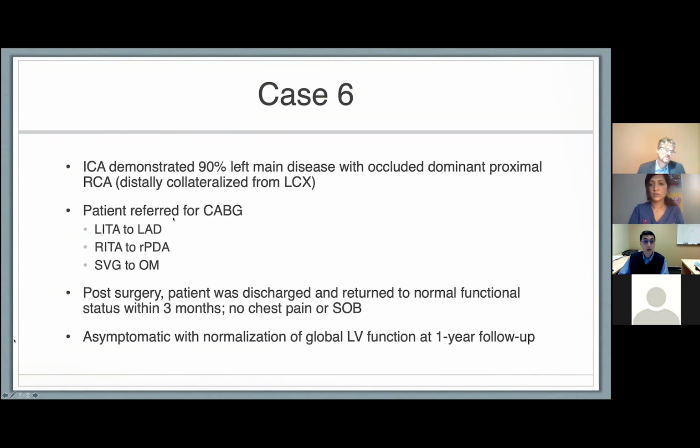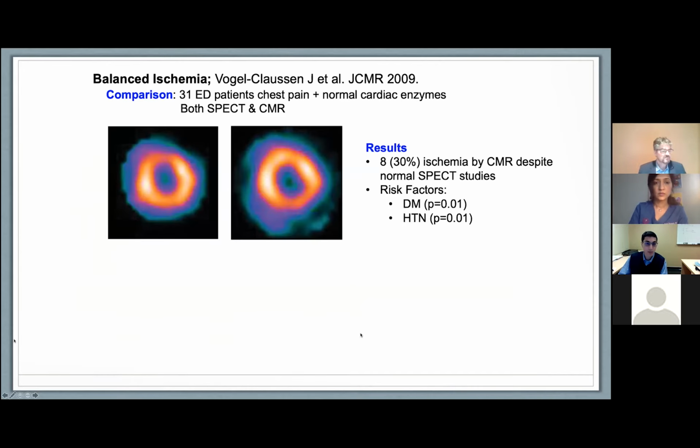Based on these results, the patient was referred for coronary bypass grafting, which did occur with a LITA to the LAD, a RITA to the right posterior descending artery, and a saphenous vein graft to her obtuse marginal. Post-surgery, the patient was discharged and returned to normal functional status within 3 months. She had no further chest pain or shortness of breath. And at 1 year follow-up, she was completely asymptomatic with normalization of her global left ventricular function on echocardiography.